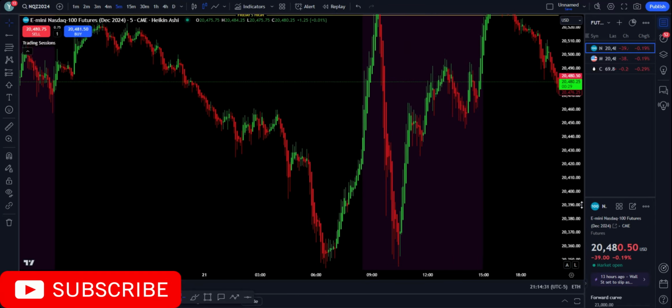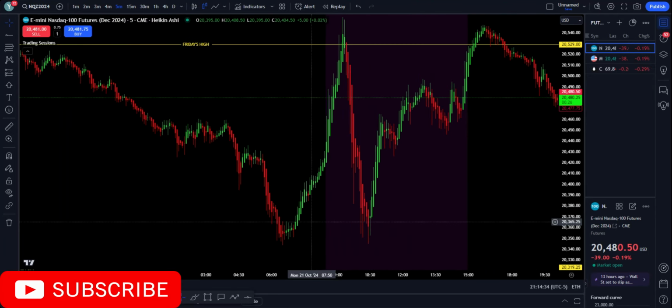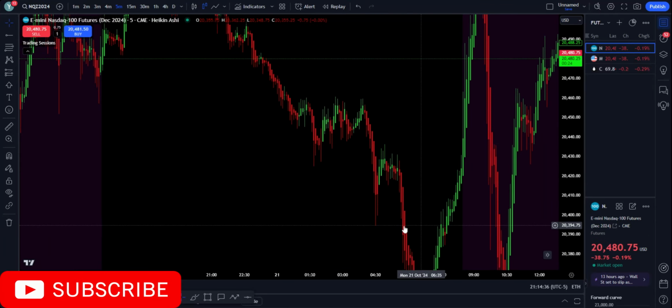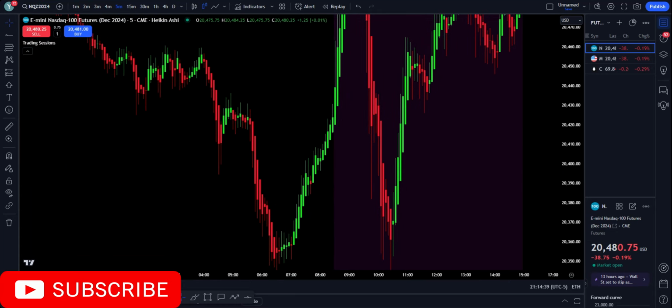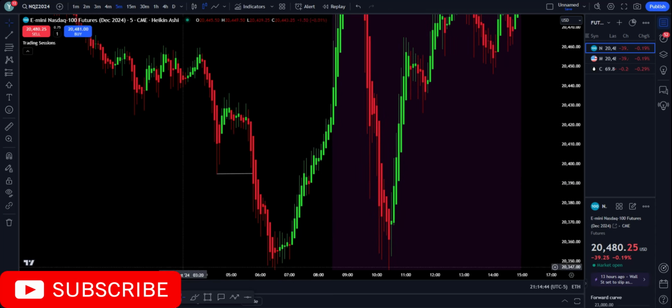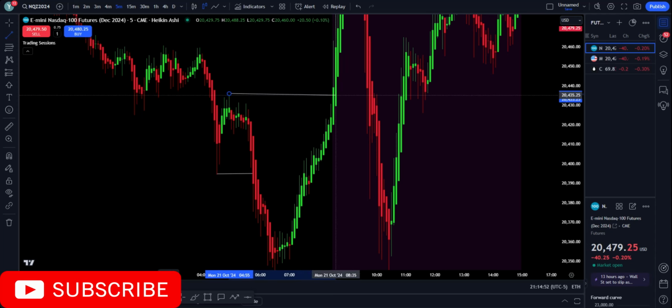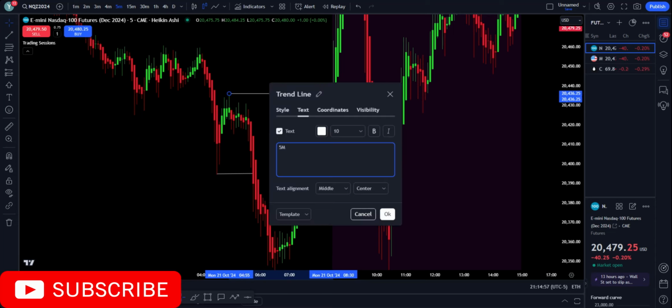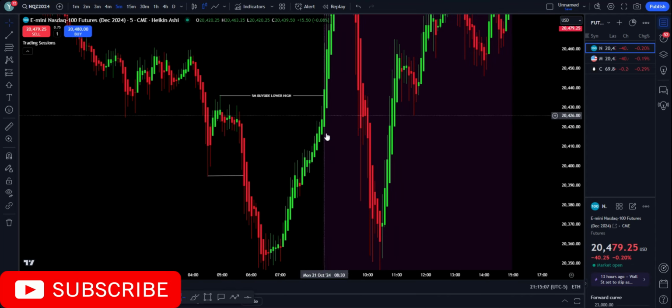At first I was looking for a short, if I remember vividly. This was a break of structure to the downside, and I thought we were going to push the market down. So this is the 5 minute, 5 minute buy side, lower high. I was expecting the market to come play around and push back down.